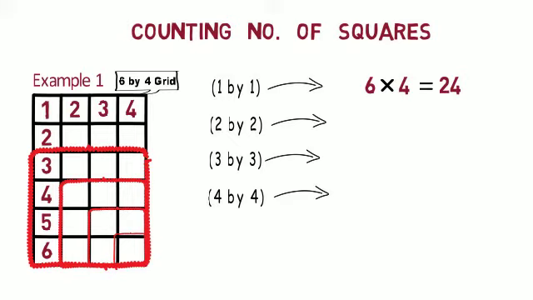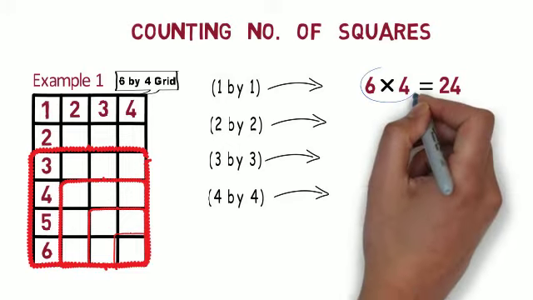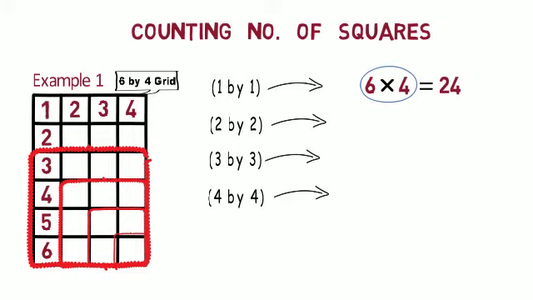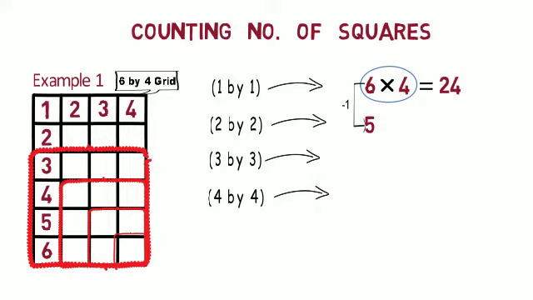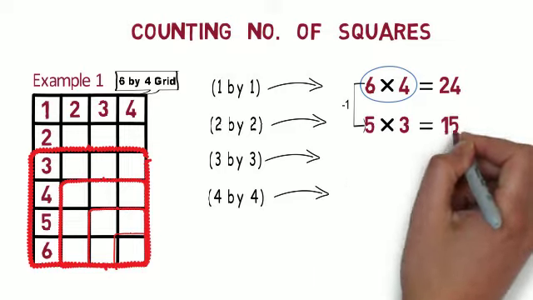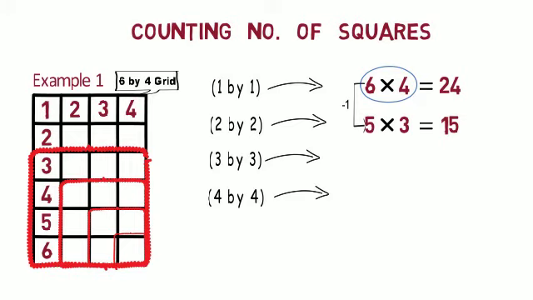As this is a 4 by 6 grid, we start by writing 6 into 4, which equals 24, and this is the number of 1 by 1 squares. To find out the number of 2 by 2 squares, just reduce 6 by 1 to get 5 and reduce 4 by 1 to get 3. Now multiply 5 and 3 to get 15. Yes, these are the number of 2 by 2 squares.